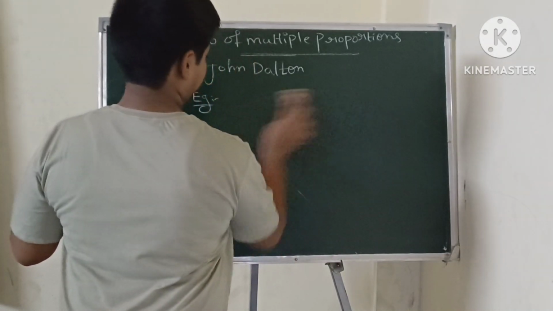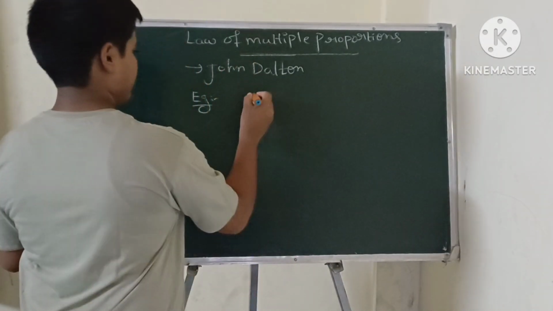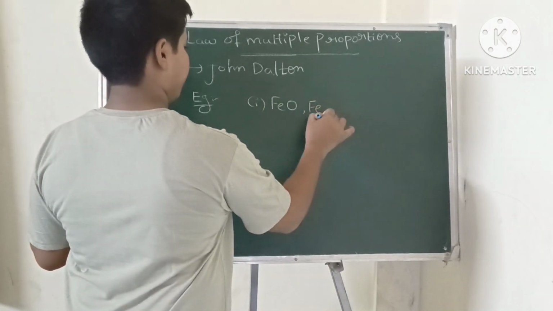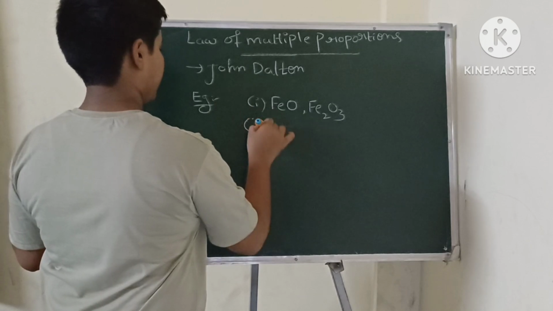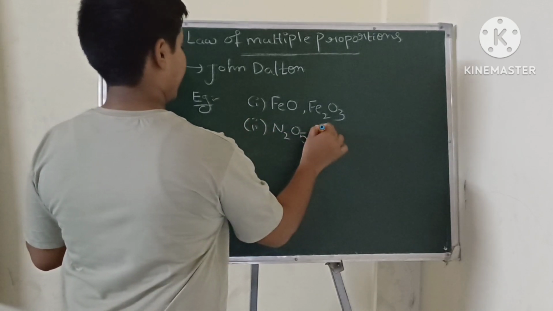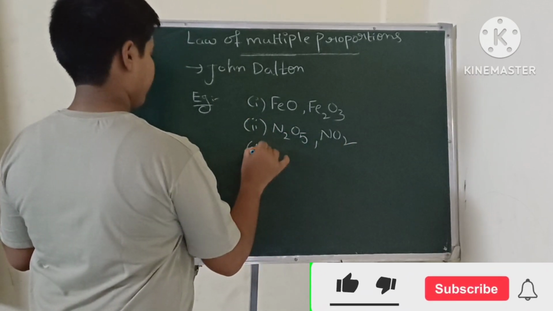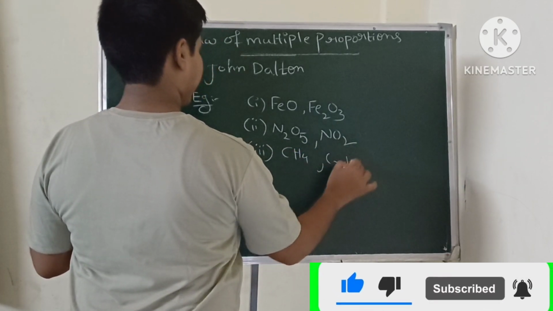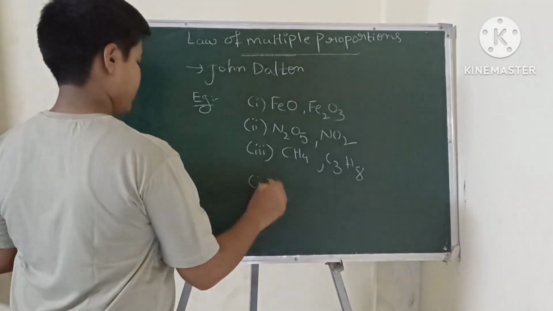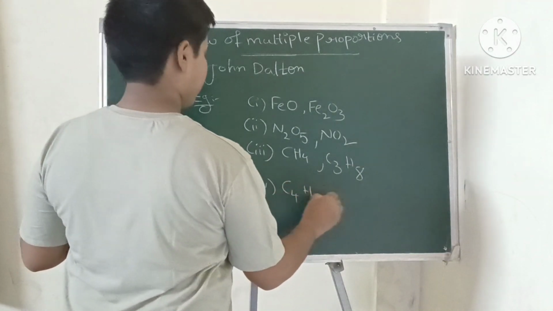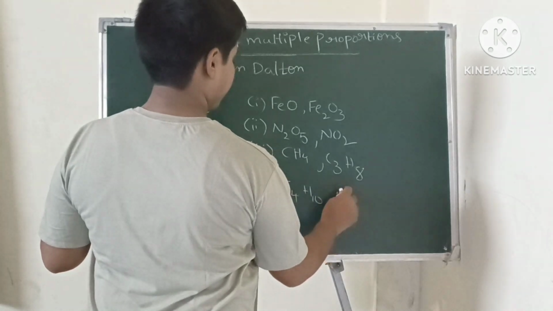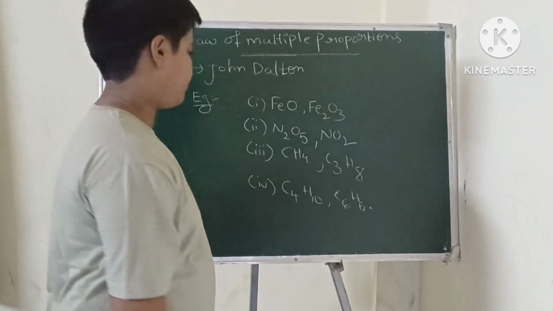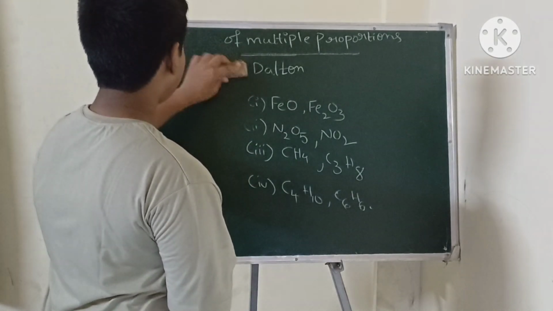And your task: find the ratios of FeO, Fe2O3, N2O5 and O2, CH4, C3H8, C4H10, C6H6. Okay? And the law of multiple proportions is completed.